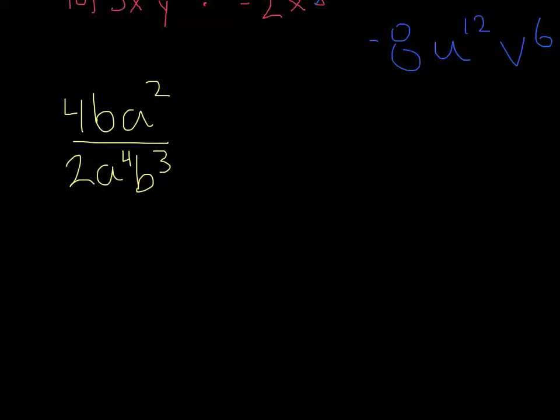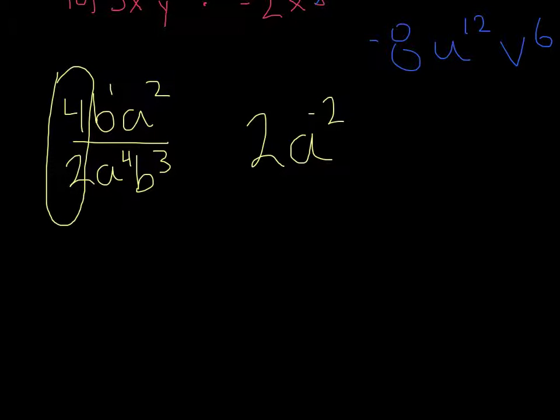So here, we're going to look at the coefficients. We have 4 divided by 2, which we know is 2. And then if we look at our a's, we have a squared divided by a to the 4th, and when we divide a base to a power by the same base to another power, we subtract. So 2 minus 4 is -2.